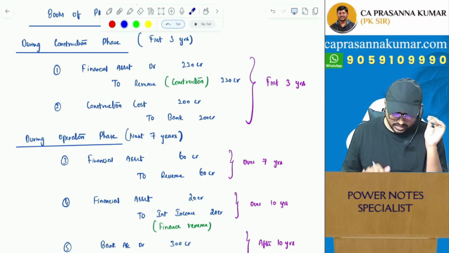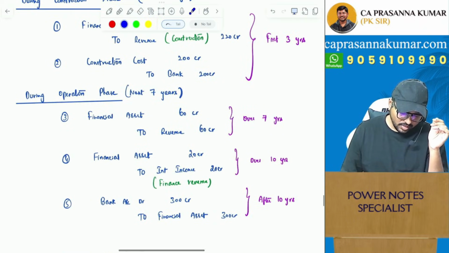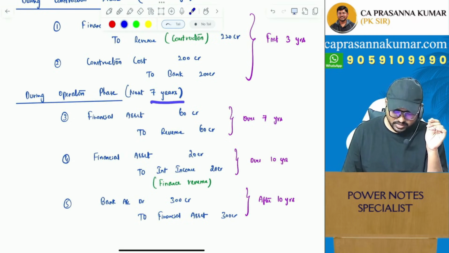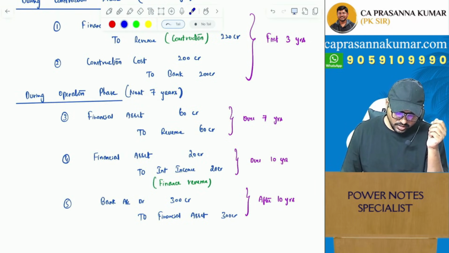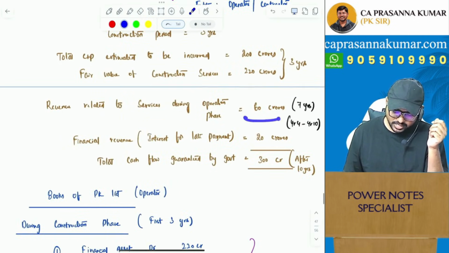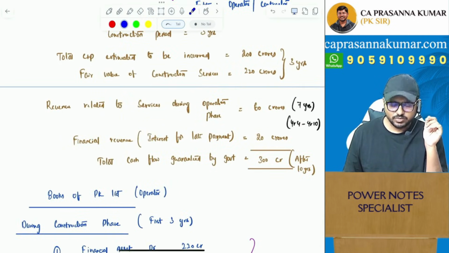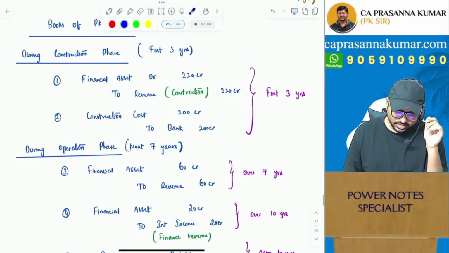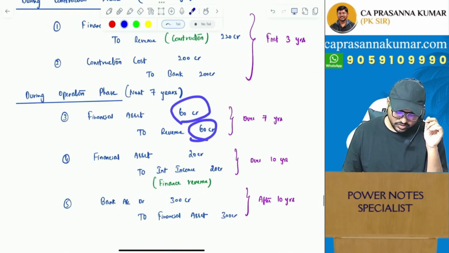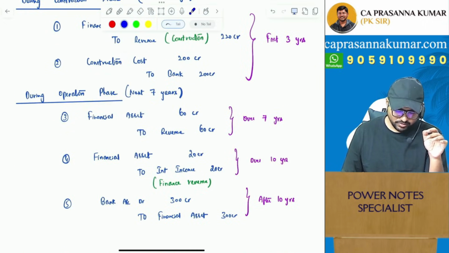Clear? Fantastic. After that, coming on to the operation phase for the next 7 years, what will happen? Obviously, you have to get further revenue of 60 crores because that's what the government has guaranteed for you, that I'll be paying you this much. So recognize that as well. Okay. So that is revenue. Again, you're not getting money, so therefore it will be a financial asset.